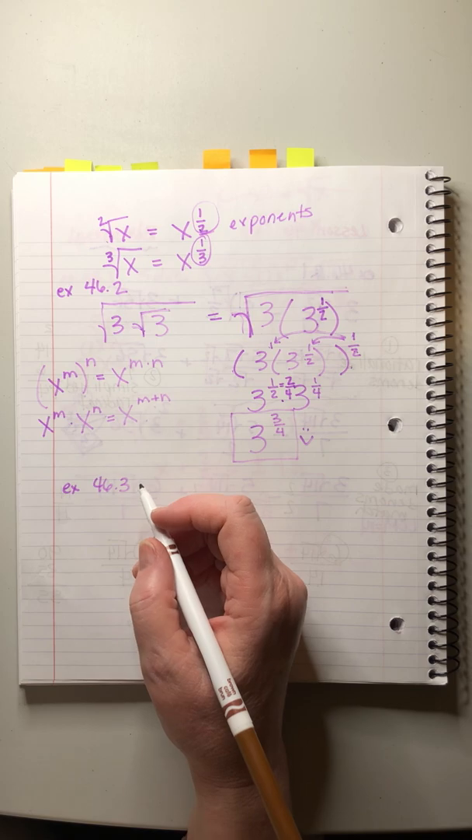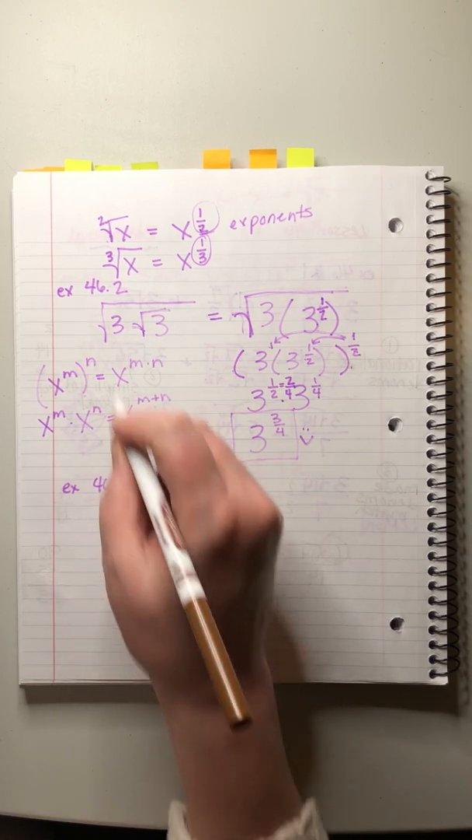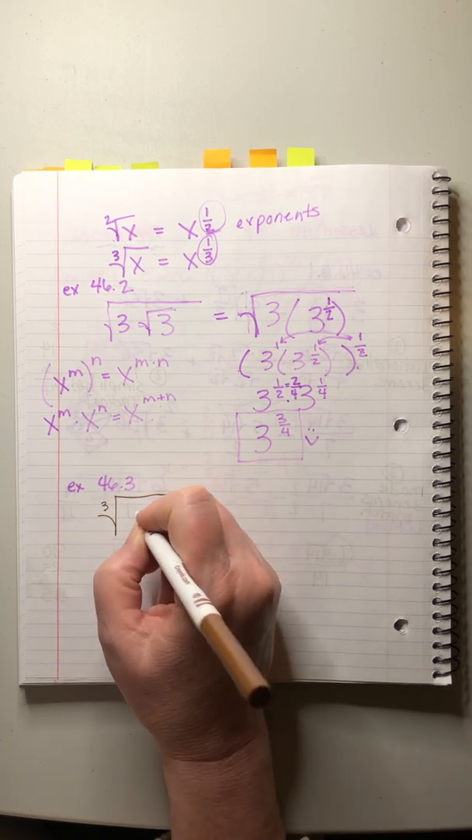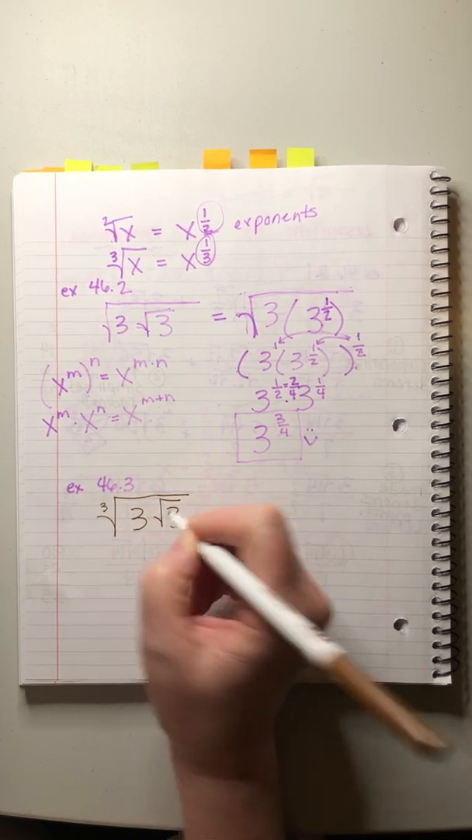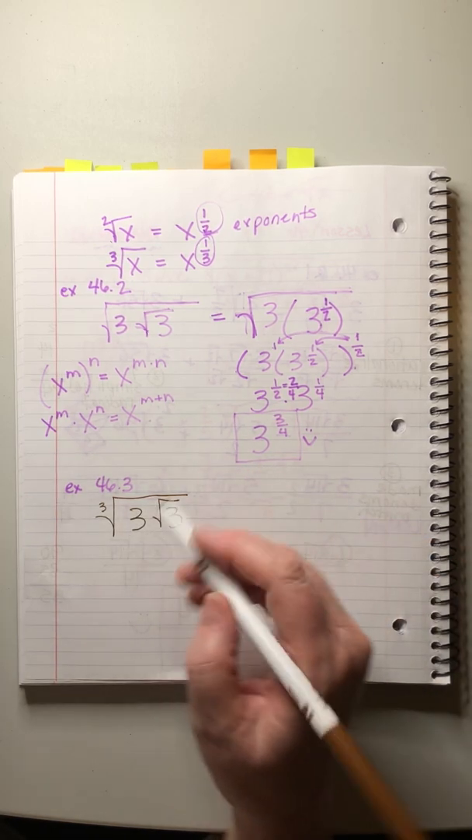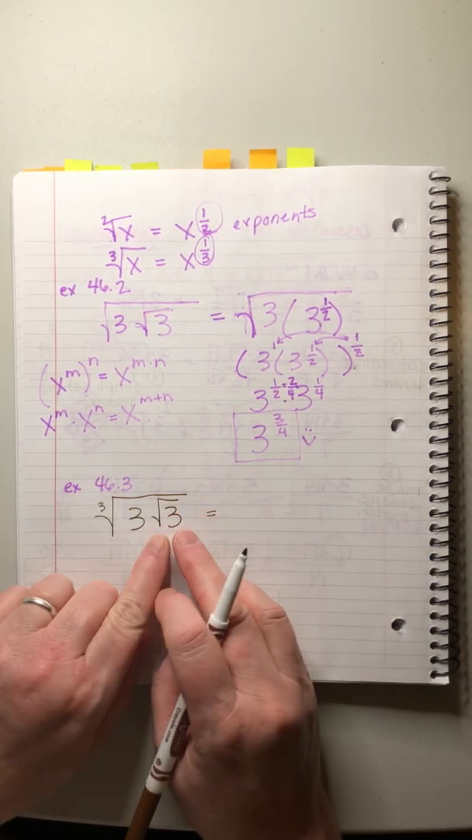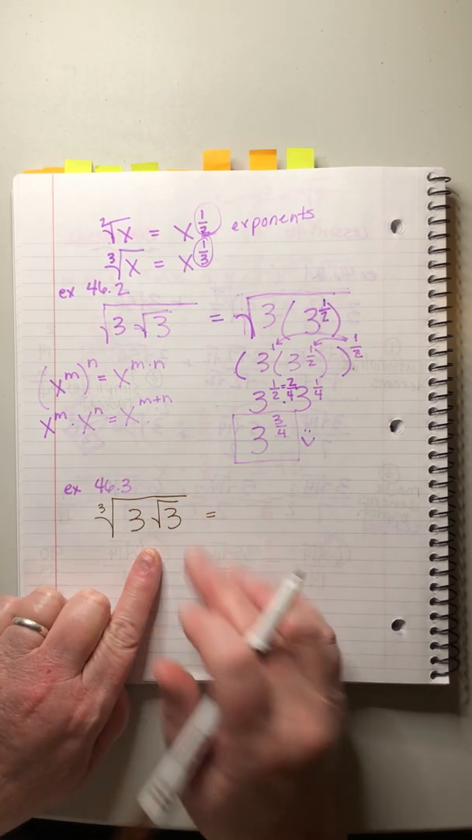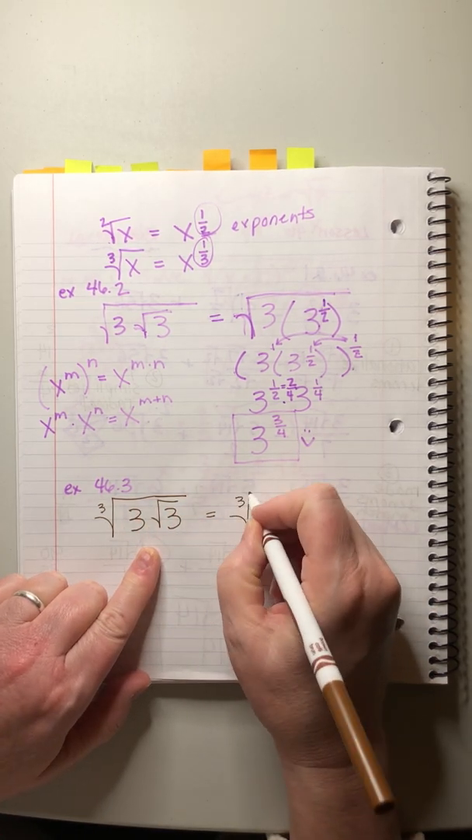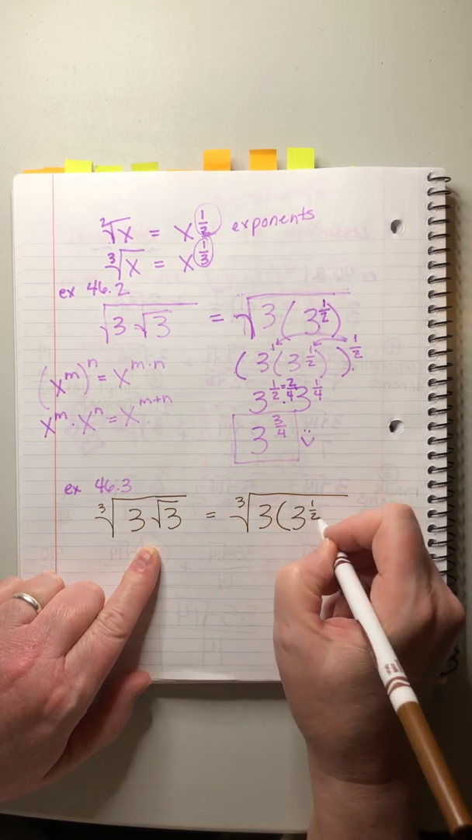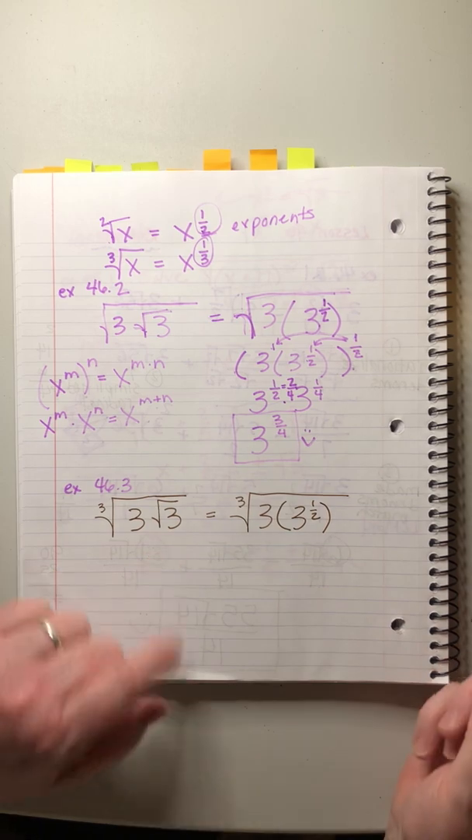46.3. It looks quite a bit like this one, except this time we've got a 3 on the outside. All right, so let's practice it. First, we take the innermost pig house, put parentheses around it, and rewrite it as a fractional exponent. So this outside stuff stays the same, but this becomes 3 to the 1/2, because there's no number there, so it's an automatic 2.